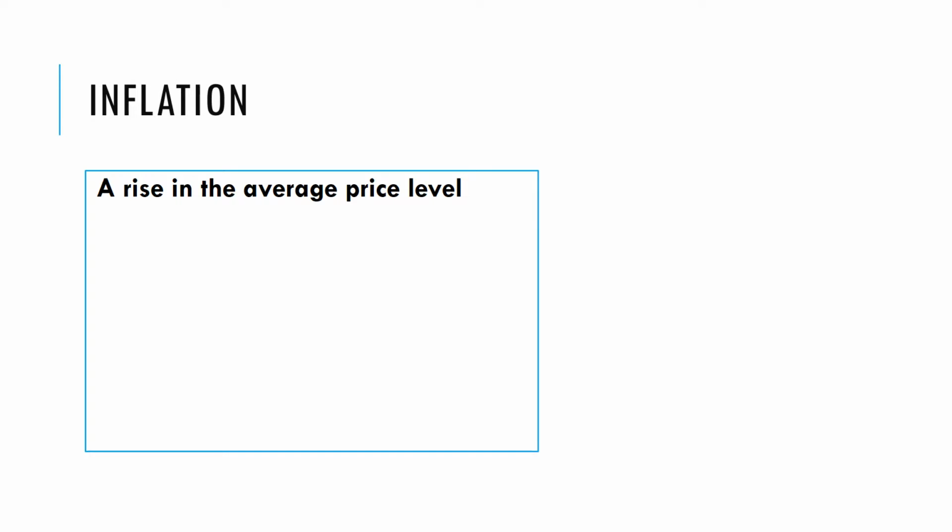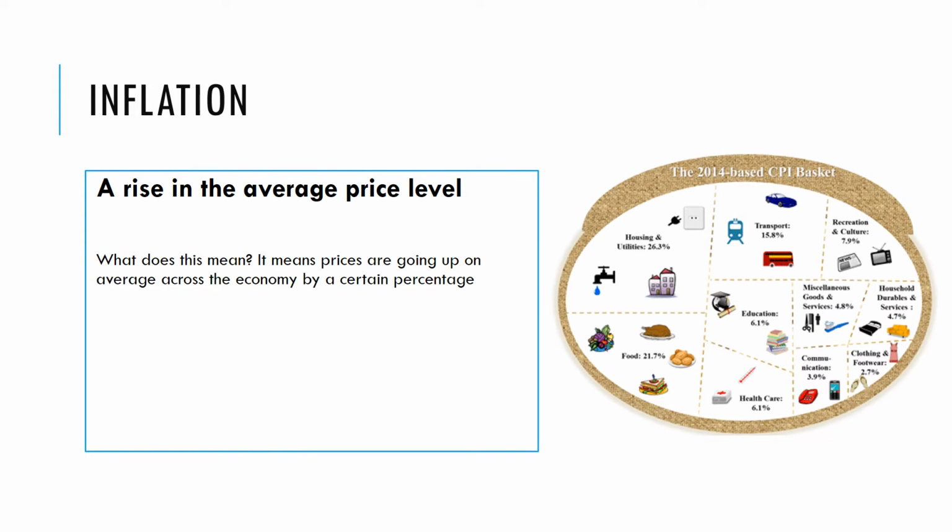Inflation is a rise in the average price level. What does this mean? It means prices are going up on average across the economy, and it's normally given by a percentage. So let's think about this. This is not the price of one particular thing. We're talking about on average. So across all the goods and services made within our economy, on average, is the level of those prices going up or is it going down?